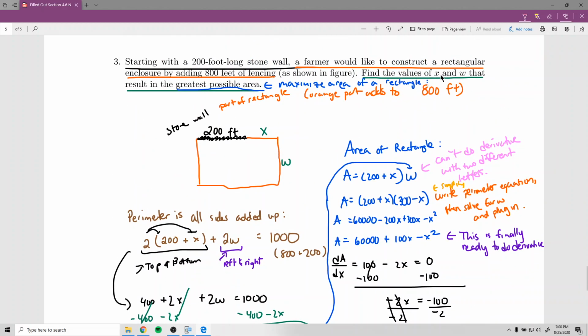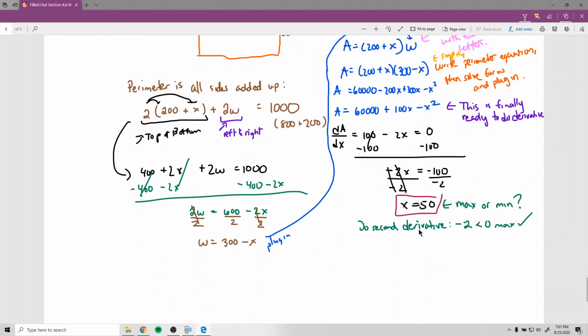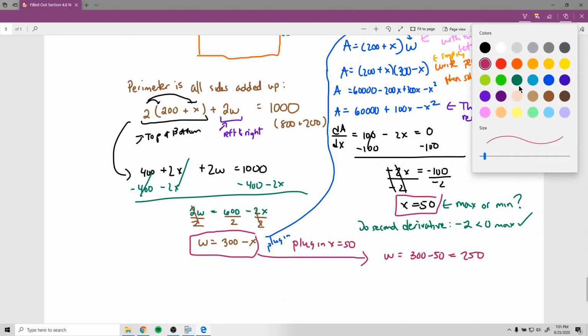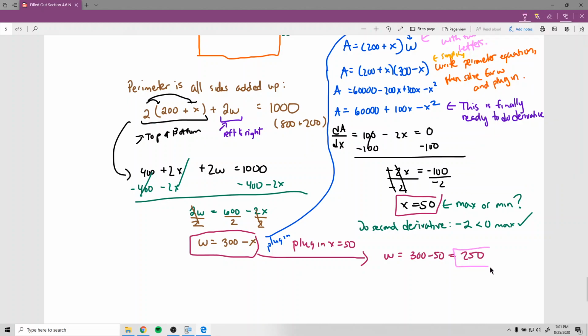Now it says find the values of x and w that result in the greatest possible area. So we got x. What is w? Right, it doesn't want the actual area, it wants x and w. And we have a formula for w here, and we can actually plug that in. So we plug in x equals 50, and we get w equals 300 minus 50, which is 250. So we do get our x and w values.